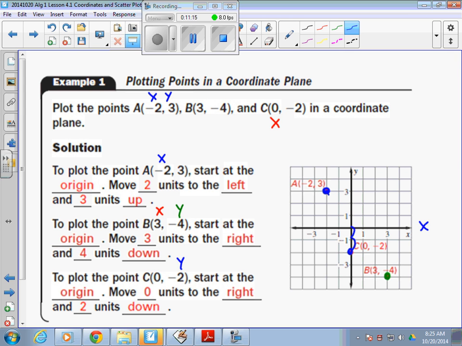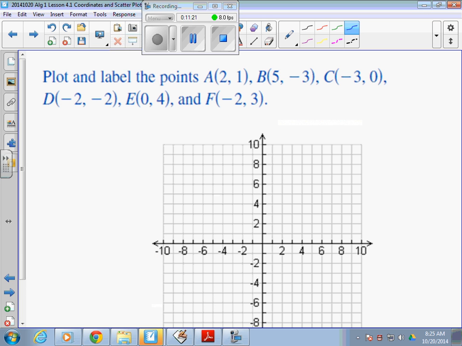Okay, here is one that you do have to do. Turn the page over and sketch yourself a graph. It doesn't have to be perfect. Graph these 6 points real quick. Should be very easy for you. Take about 45 seconds.